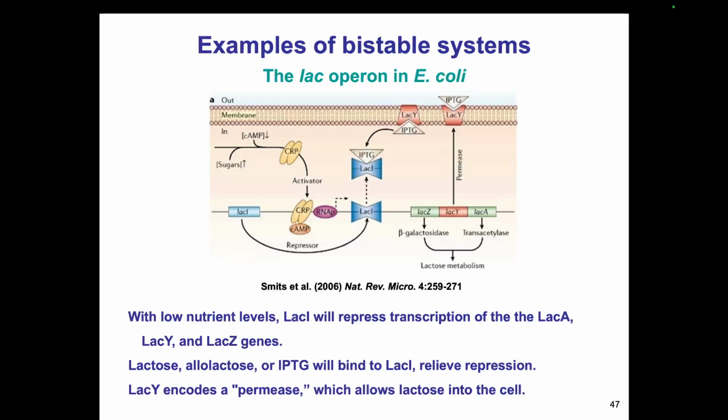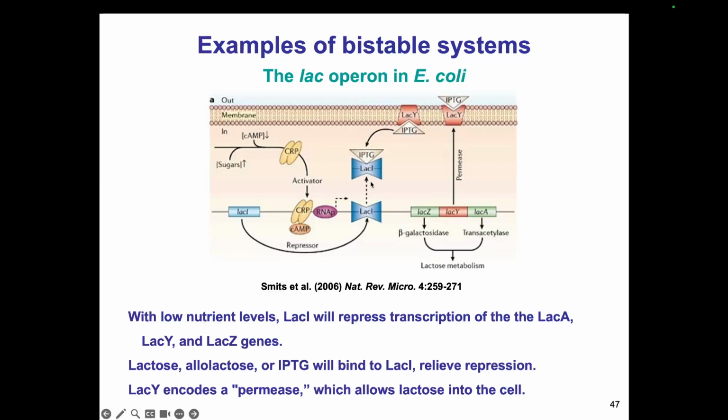Now this whole mechanism of when it will use glucose as a substrate, when it will use galactose as a substrate, is given by this complicated network. So when there are low nutrient levels, as in low glucose, this lac I factor will repress transcription of the lac A and the lac Y and the lac C genes.